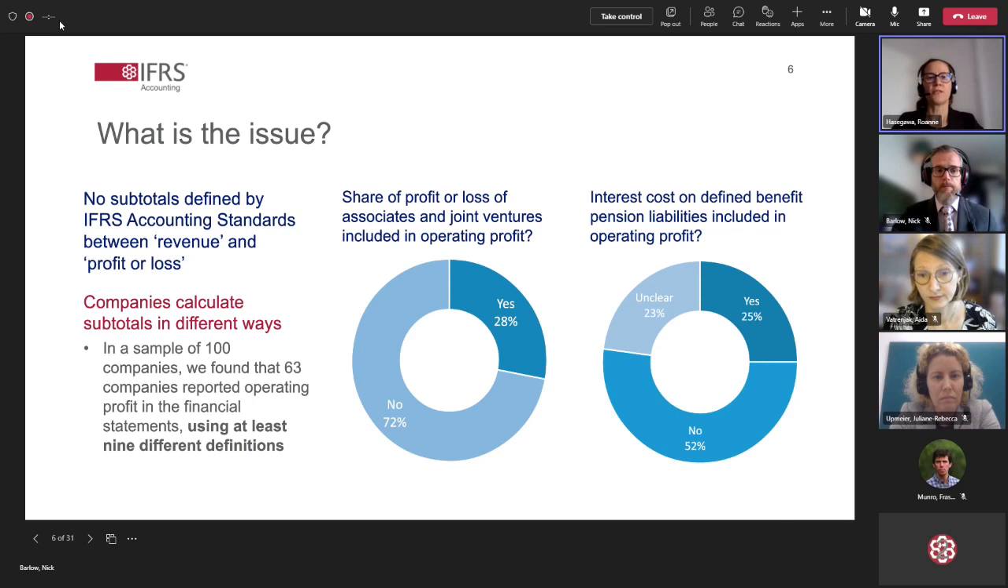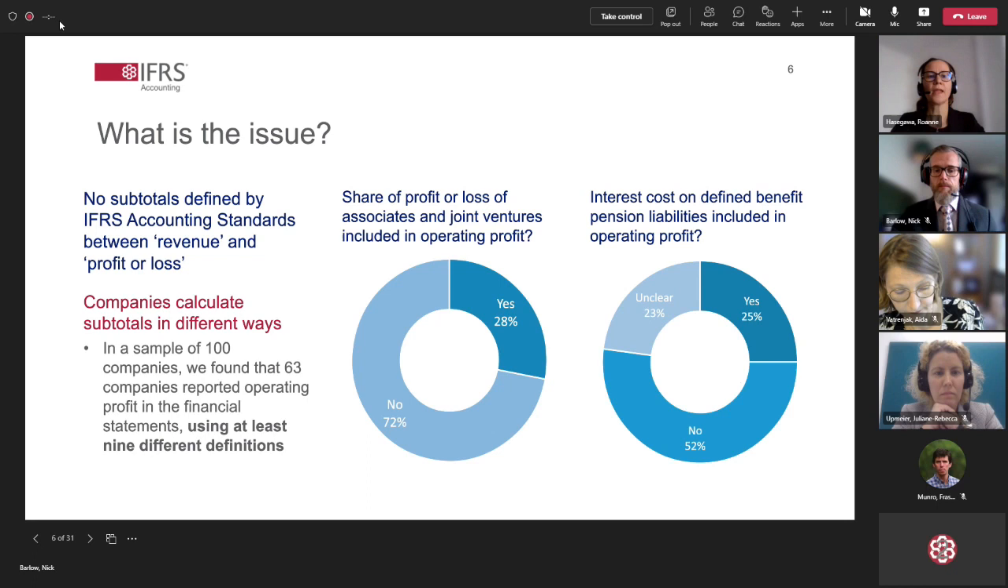For example, 63 of the entities reviewed reported an operating profit subtotal. However, we observed at least 9 different definitions for what was included in operating profit. We also noted that around a third of entities included share of profit or loss of associates and joint ventures accounted for using the equity method in operating profit, while the rest did not. And around a quarter of entities included the interest cost on defined benefit liabilities in operating profit. Around half of them classified it outside operating profit, and it was unclear where it was included for the remaining quarter of entities.